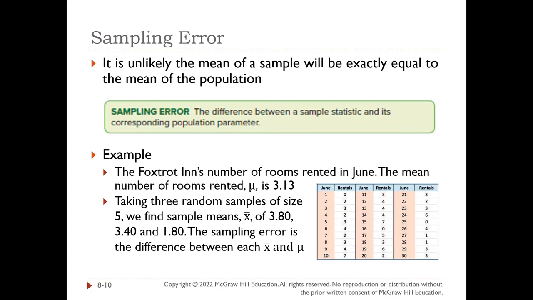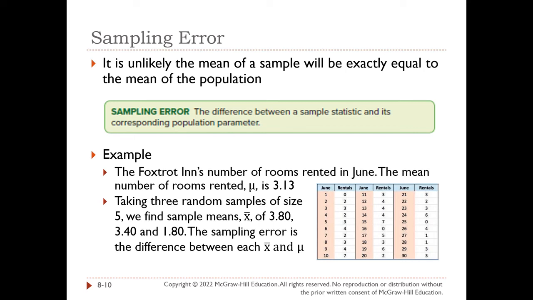Now, with all this sampling, because it's not the full population, there is a chance for errors. It is unlikely the mean of a sample will be exactly equal to the mean of the population. That's basically what we're having with sampling error: the difference between a sample statistic and its corresponding population parameter.